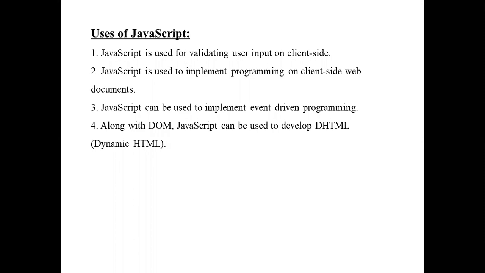Along with the document object model, JavaScript can be used to develop dynamic HTML, DHTML. Here DHTML means a collection of technologies used together to create interactive websites. Suppose we use JavaScript and HTML to create interactive websites. Okay, so these are the uses of JavaScript.